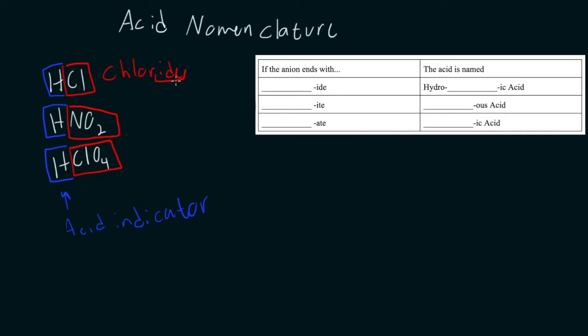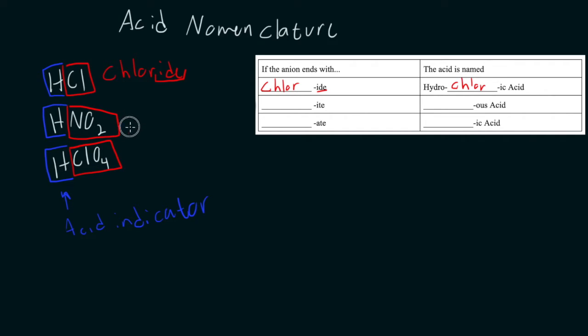And so chloride, what I'm going to do is take this suffix and use that suffix to identify my naming convention. So if my anion ends in "ide," I'm going to write in chloride, then the acid is named hydrochloric acid. So chlor, there we go. So this HCl is hydrochloric acid. How about this next one?